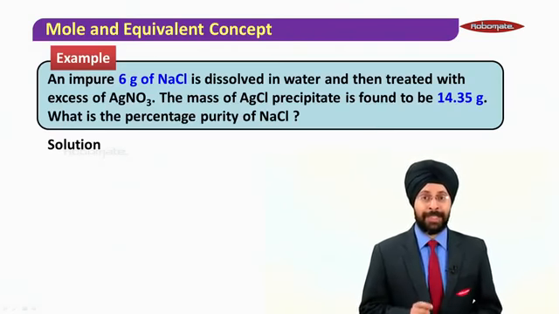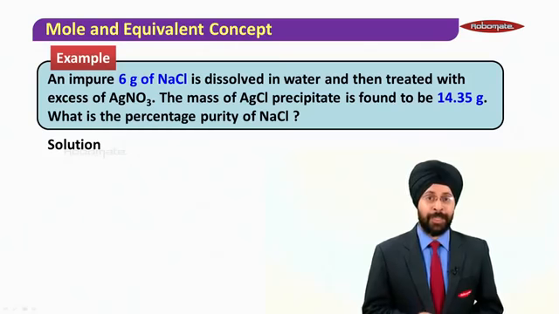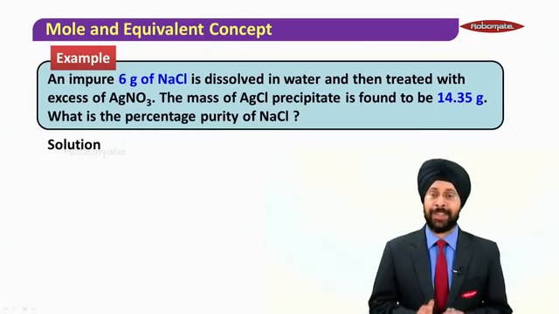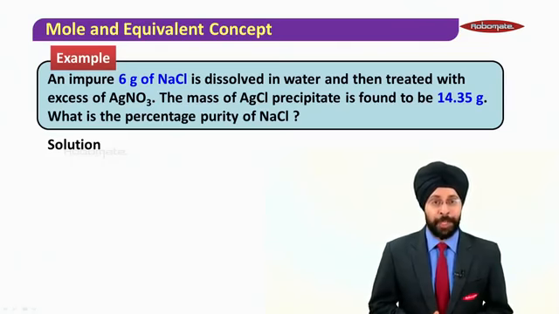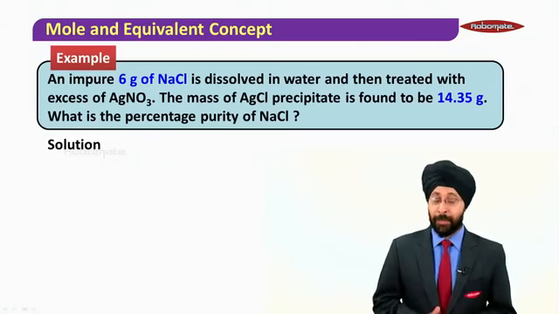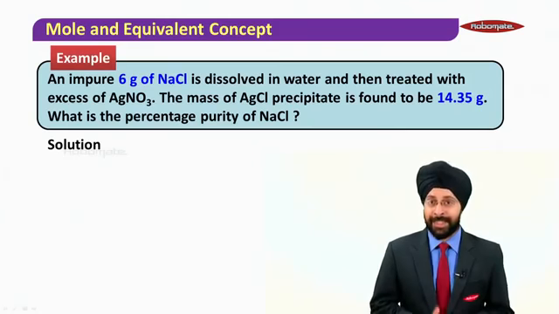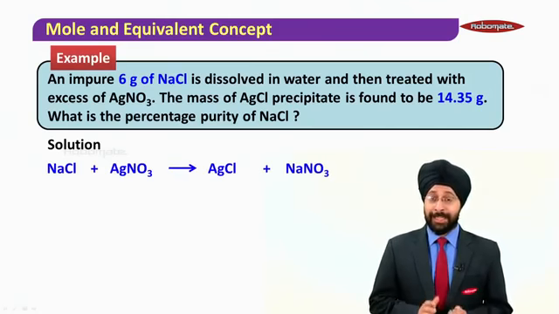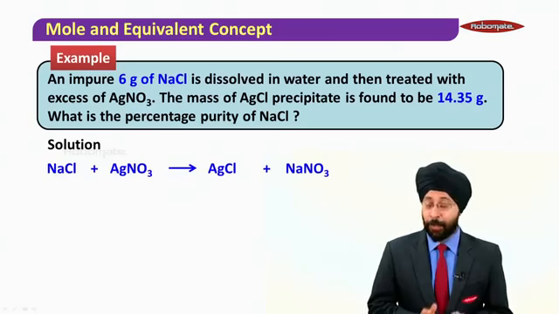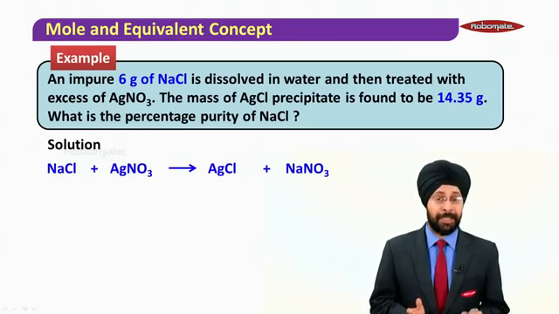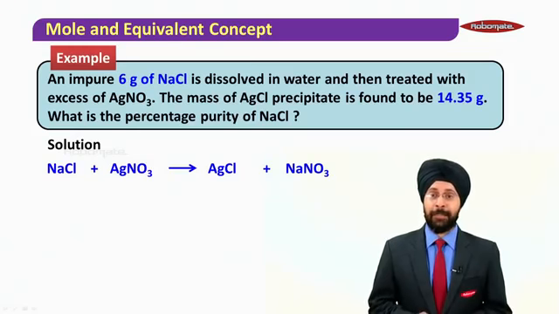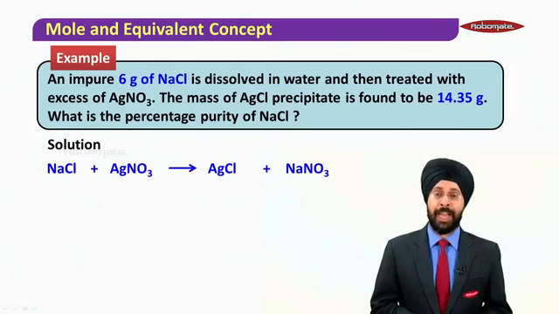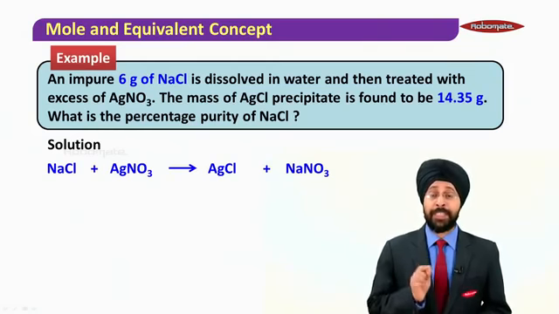An impure 6 grams of NaCl is dissolved in water and then treated with excess of silver nitrate. The mass of AgCl precipitate is found to be 14.35 grams. What is the percentage purity of NaCl? Now, ऐसे केसेस में सबसे पहले तो अपन रिएक्शन लिख लेते हैं हो क्या रहा है. It is a double displacement reaction. NaCl plus silver nitrate gives you AgCl plus NaNO3 and now we will first develop the strategy here.